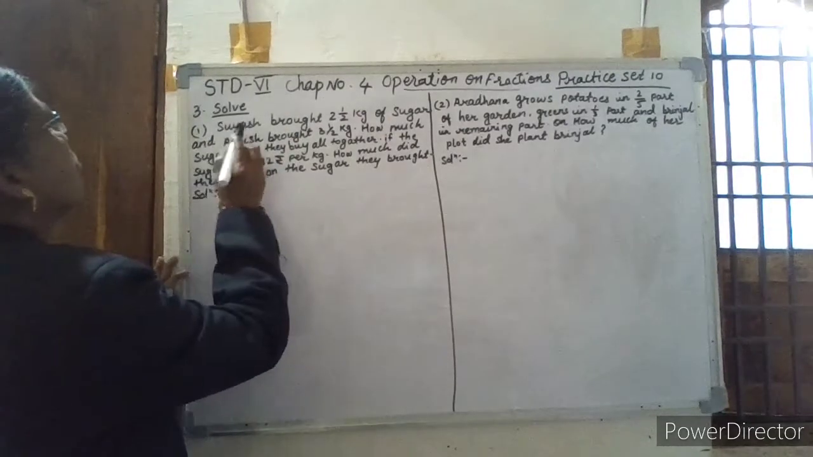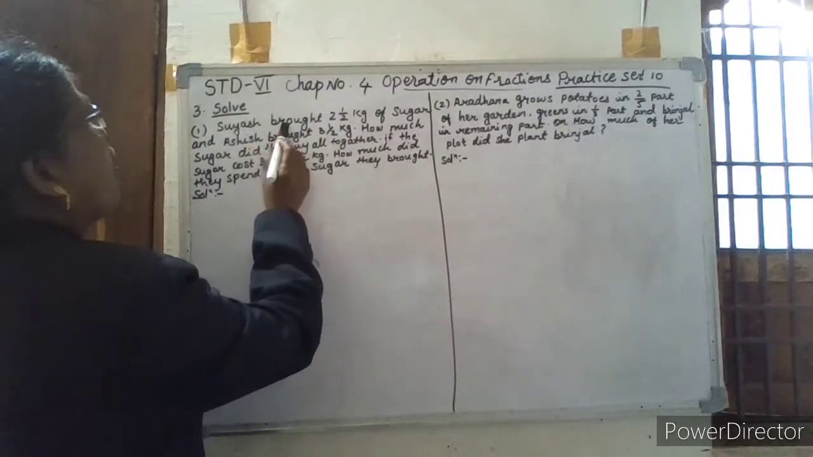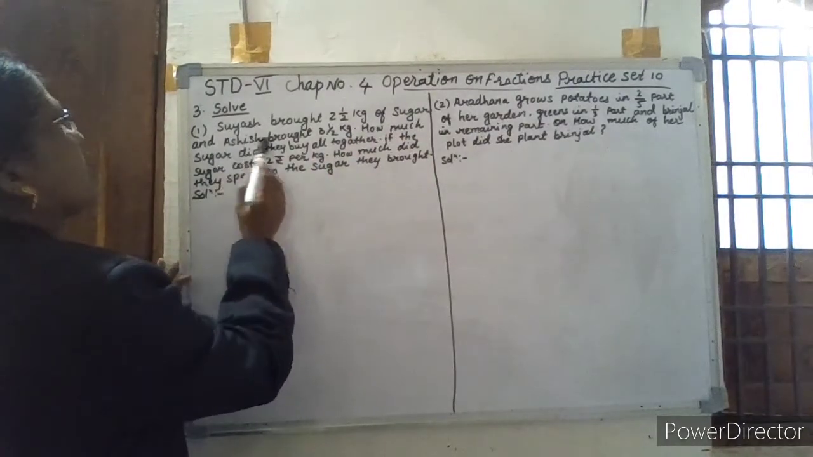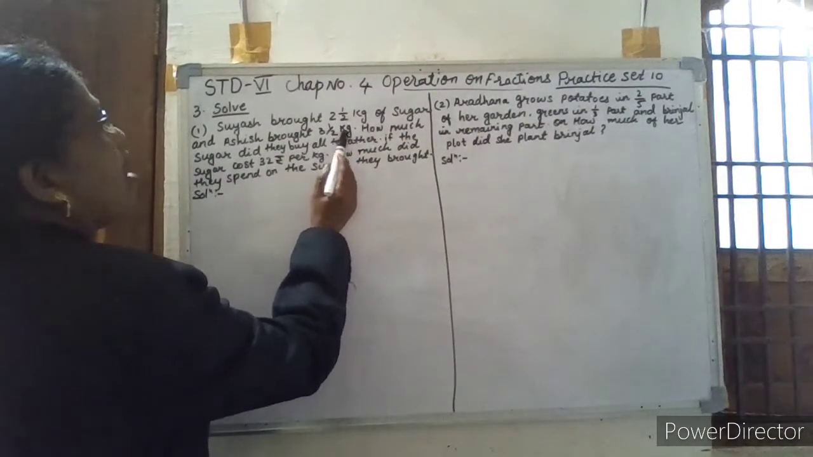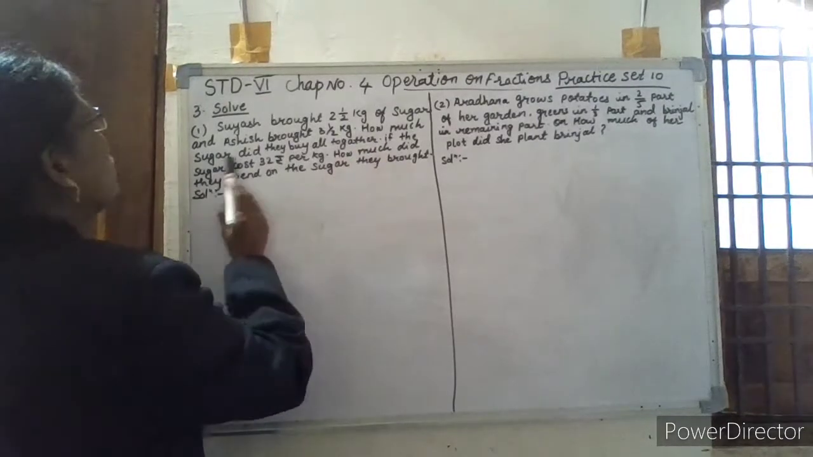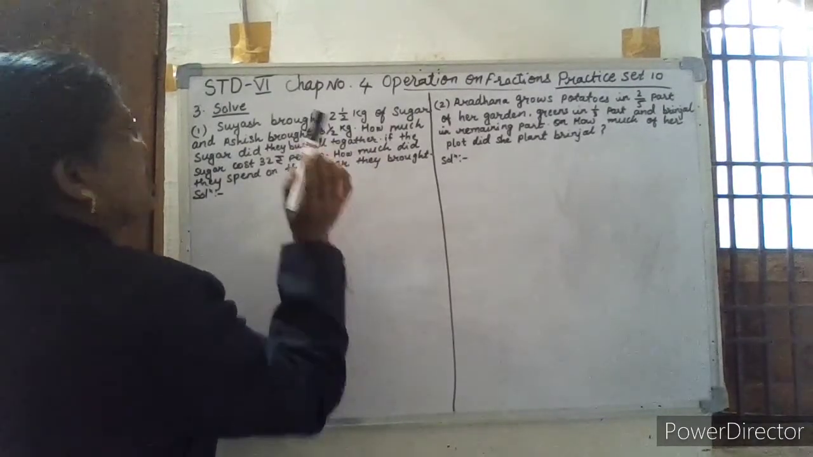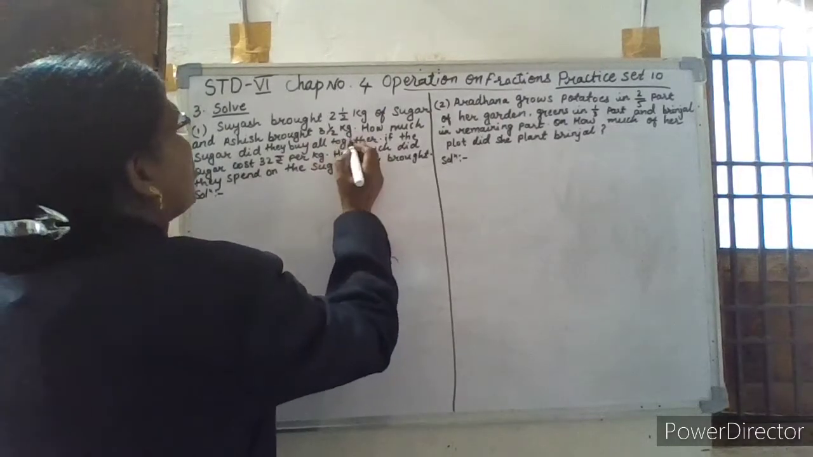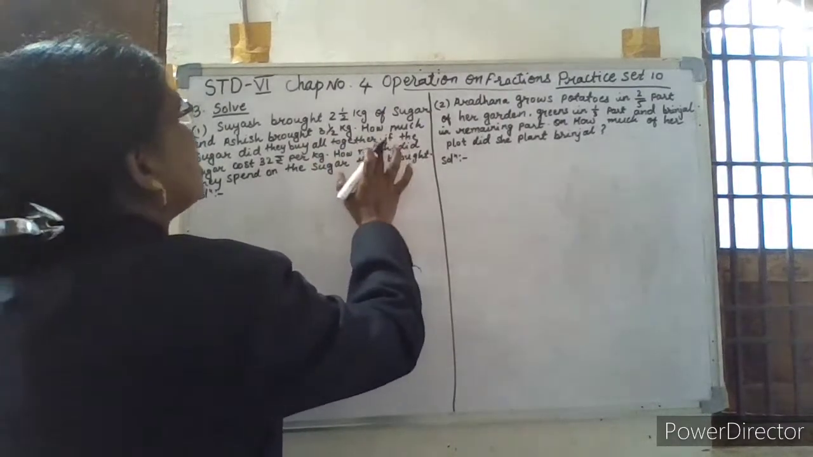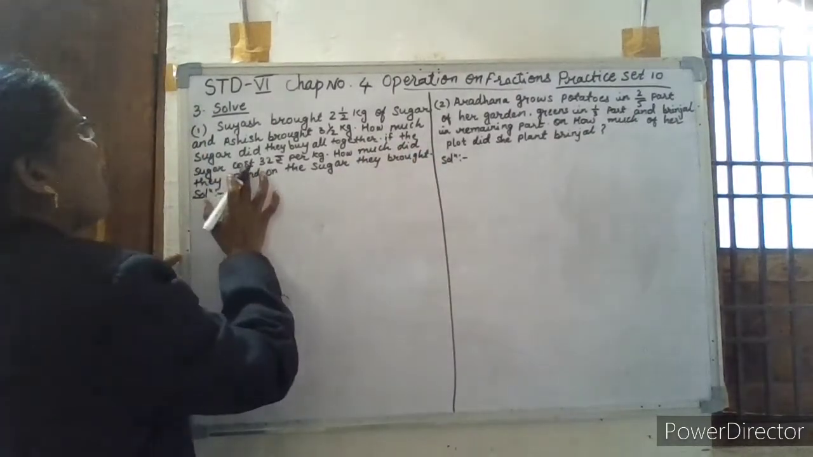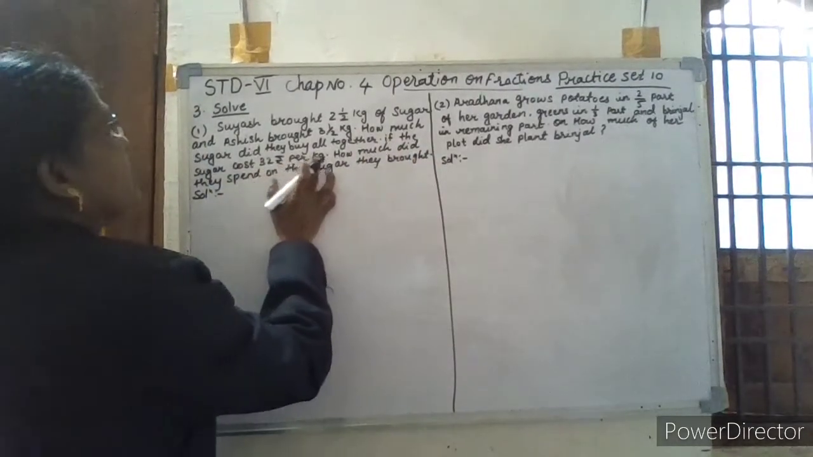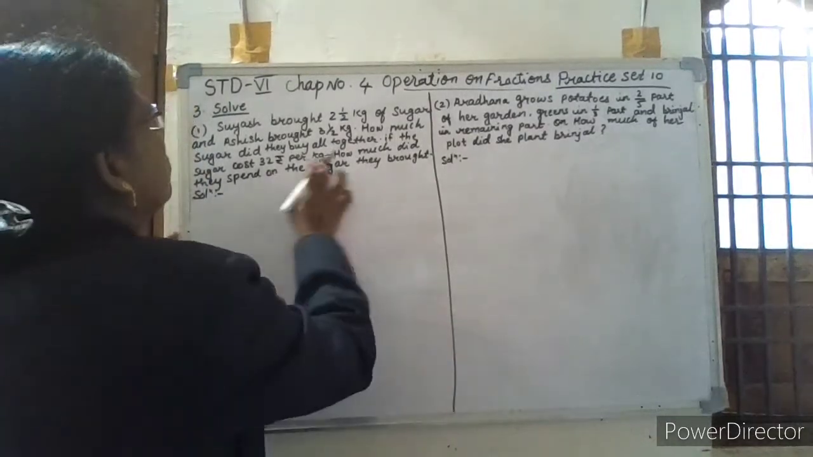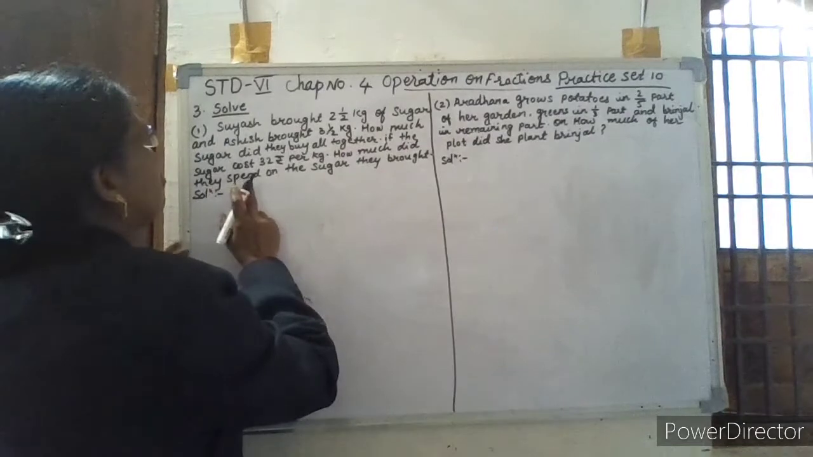Suyash brought 2.5 kg of sugar and Ashish brought 3.5 kg. How much sugar did they buy all together? So altogether how much sugar they have brought, that we have to find out. If the sugar cost 32 rupees per kg, cost of 1 kg sugar is 32 rupees. So how much did they spend on the sugar they brought?